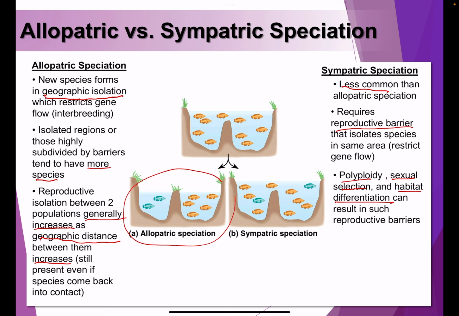So here's allopatric speciation: a barrier between the two keeps the two species separate, and that's why you have new species evolving. And then sympatric speciation is where they live in the same area. There's no barrier between them, but somehow they will become two separate species due to these reasons we've talked about.